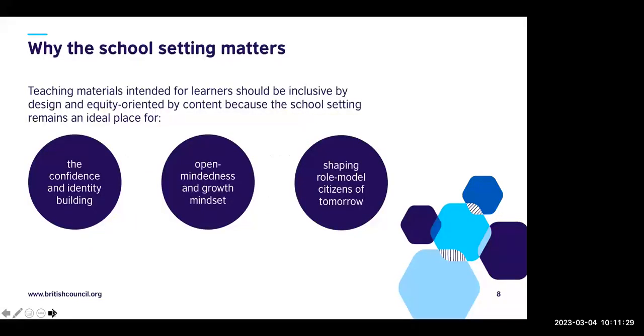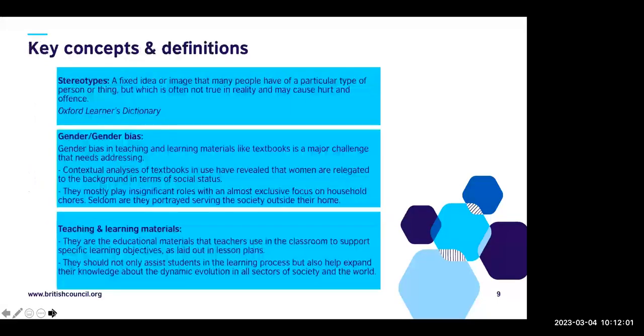Okay, so this is the overview. And why does the school setting matter? Just because teaching materials intended for learners should be inclusive by design and equity-oriented by content, because the school setting remains an ideal place for the confidence and identity building of the learners, for their open-mindedness and growth mindset. But also, it is an ideal place for shaping role model citizens of tomorrow.